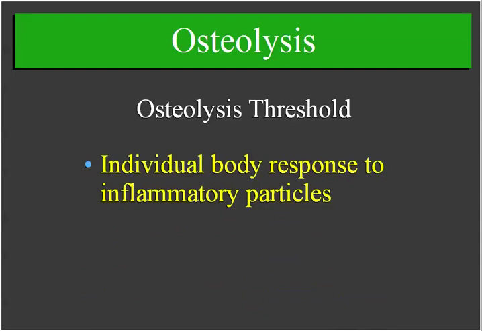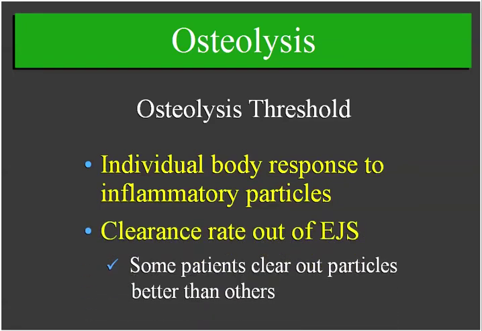You can have a certain level of particles in the system, and some patients will get osteolysis and some won't. And that has to relate to the individual body response to inflammatory particles. That's why some people don't get as much osteolysis. And also, there is a clearance rate. Some people will, through the lymphatic system, clear out those particles better than others. So if you have a good lymphatic drainage system, you can see polyethylene debris in your blood and local regional nodes up in your abdomen. Those patients get less osteolysis. Okay? So those are the factors of why some people, you'll see a pristine cup, you'll see eccentric wear but no osteolysis. Why? Because of all those variables right there.